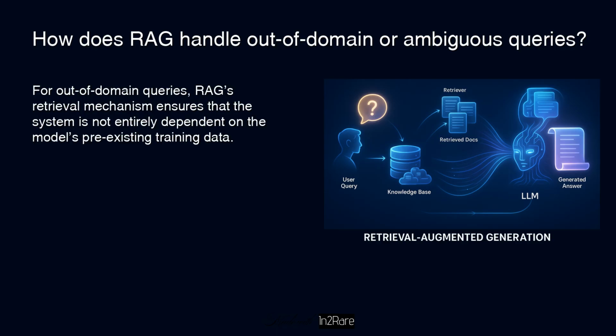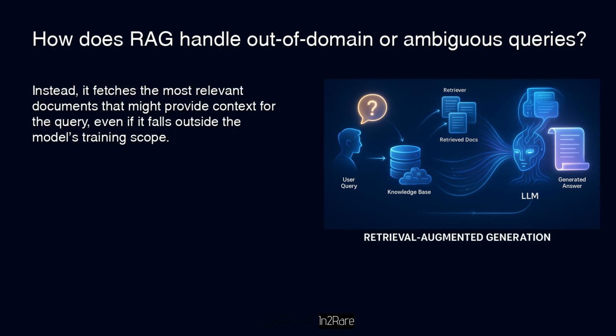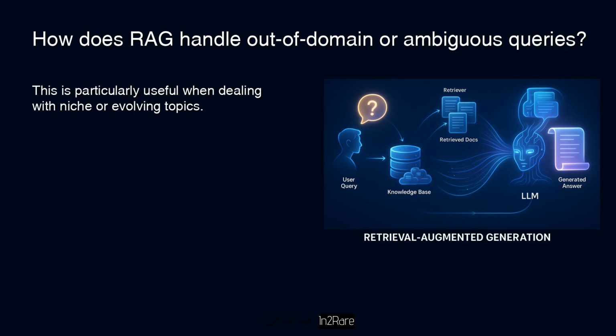For out-of-domain queries, RAG's retrieval mechanism ensures that the system is not entirely dependent on the model's pre-existing training data. Instead, it fetches the most relevant documents that might provide context for the query, even if it falls outside the model's training scope. This is particularly useful when dealing with niche or evolving topics.